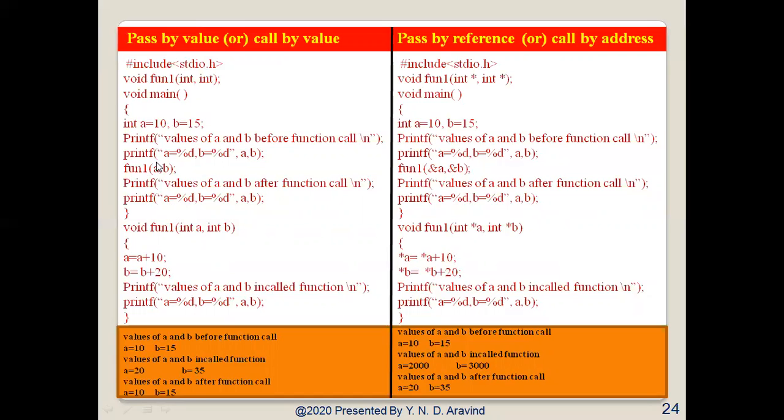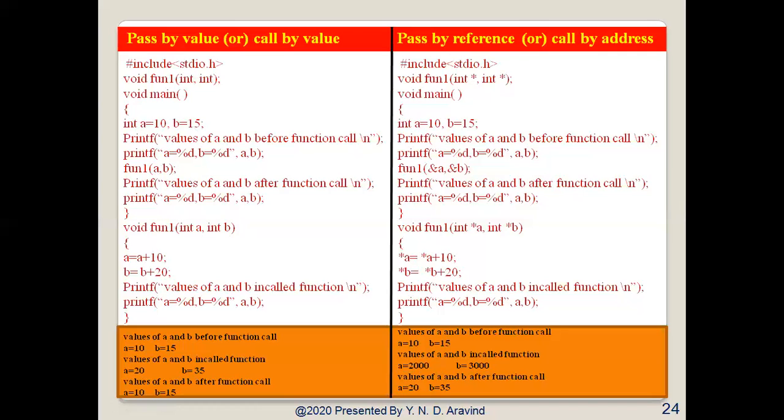So what is the actual value of a? 10. That 10 is copied into this a. And what is the actual value of b? 15. That 15 is copied into this b. So here this a and b are called formal parameters. Here this a and b are called actual parameters. So both will reside in different memory locations.